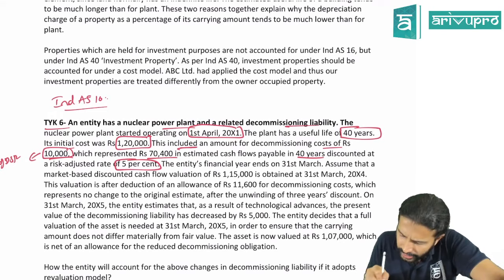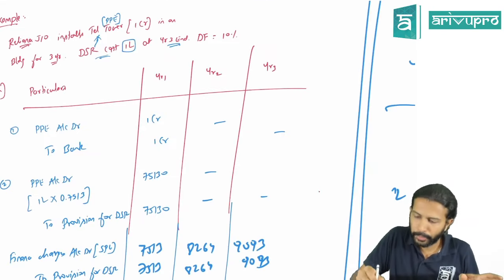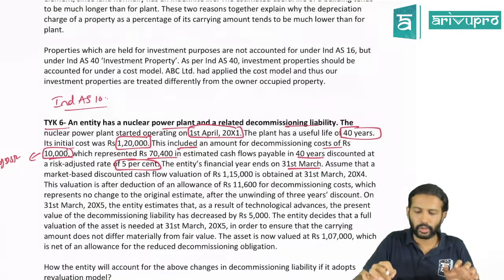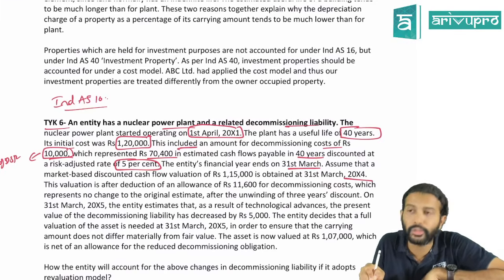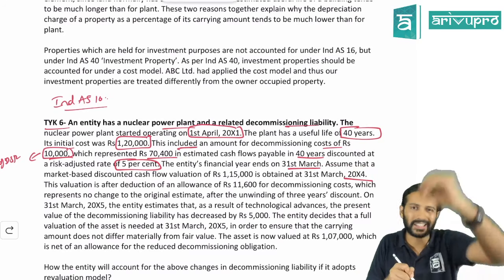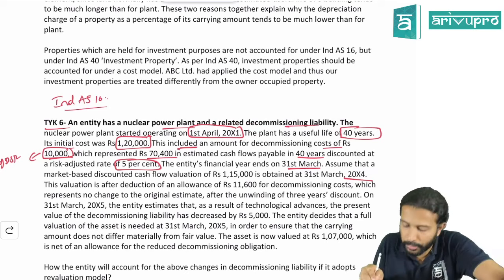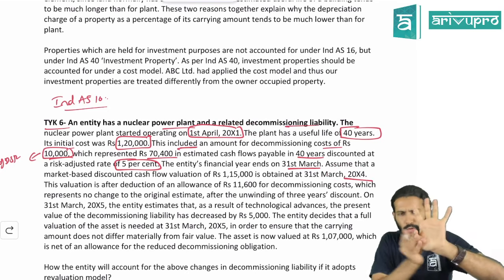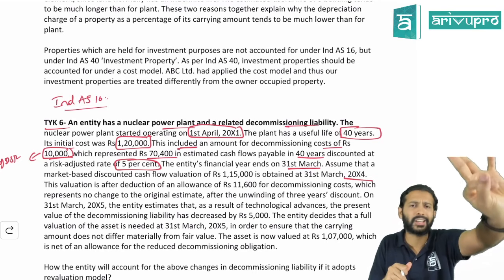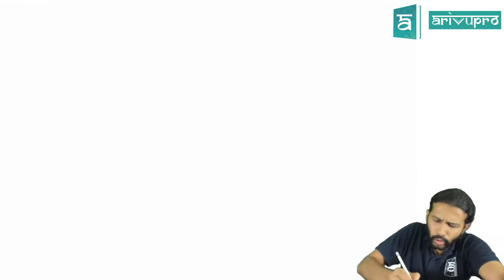The entity's financial year ends on 31st March. Okay. All right. Let's do one thing. Let's stop it here. Till here, let's do off. Next activity has happened on 31st March 20x4. Something has happened. So we are on 1st April 20x1 now. From 1st April 20x1 to 31st March 20x4, if you count 31st March 20x2, 31st March 20x3, 31st March 20x4, 3 years is over.